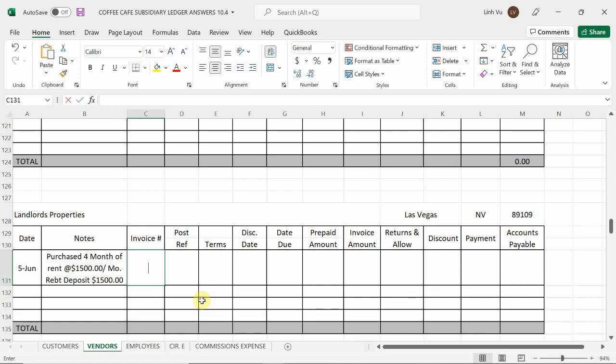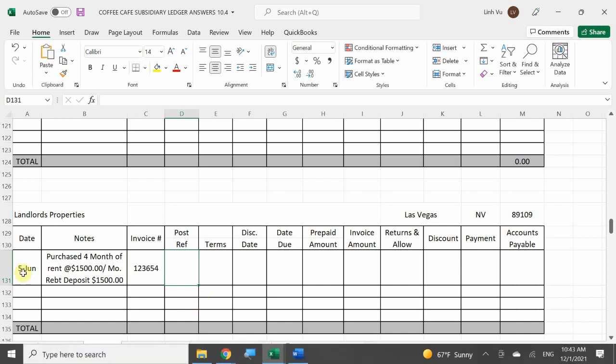The contract number was 1236654, I believe. Okay, so that's your invoice number because that's where it's telling you your details in regards to the package that you bought or the rent that you paid for, and of course the amounts are all going to be included. Okay, post reference.